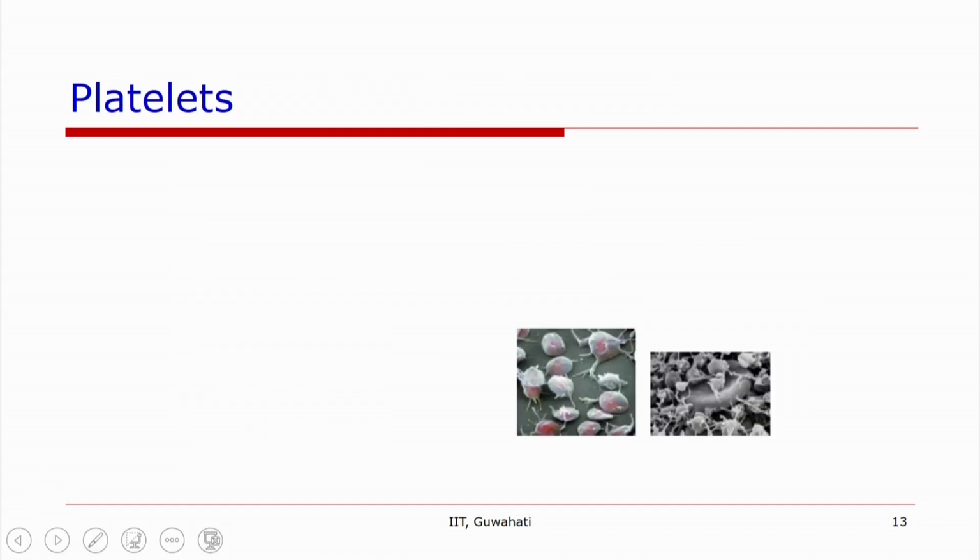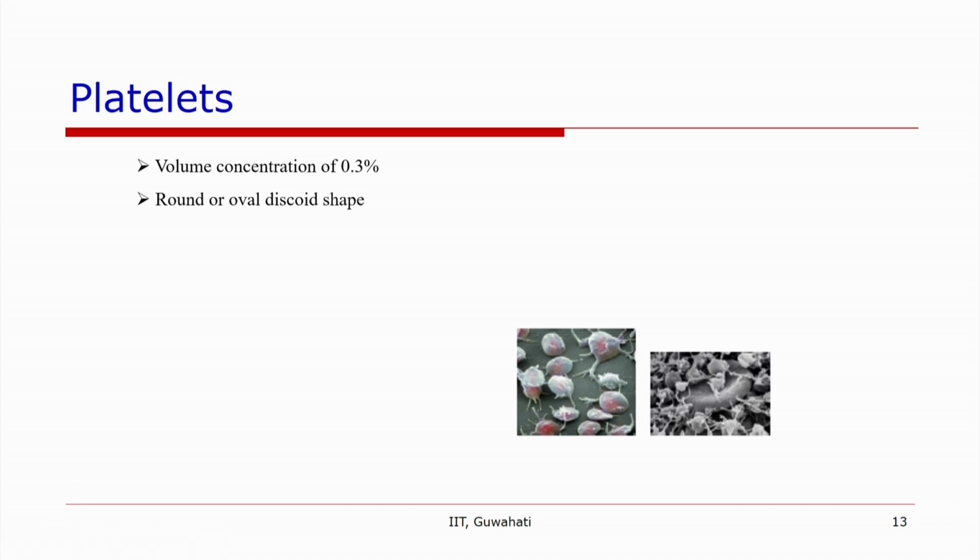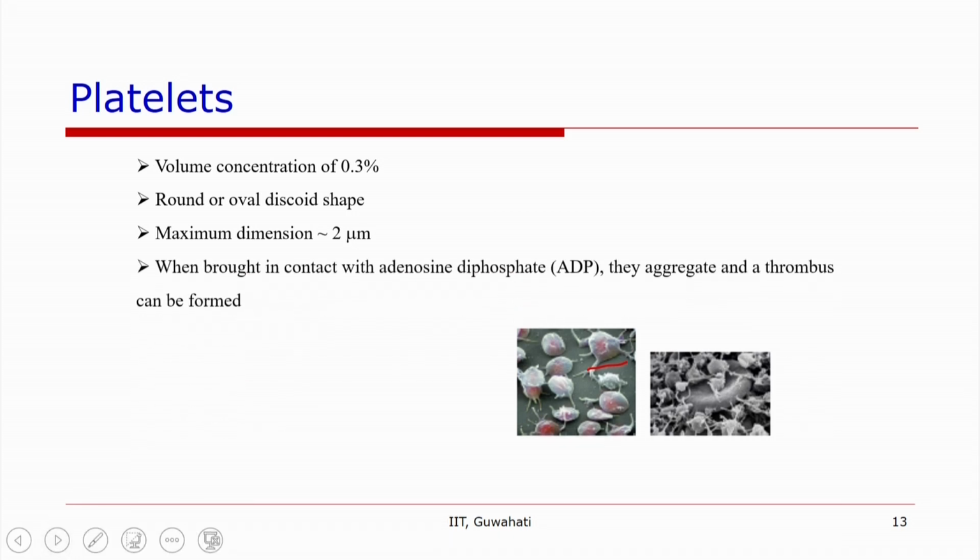The third important particle that is suspended in blood is the platelet. Their volume is about 0.3% of the total blood volume, and they have a round or oval discoid shape, as you can see here. The size of the platelets is about 2 microns, and when they are brought into contact with ADP, they have a tendency to aggregate and form the thrombus. So they have a very important role to play in blood clot formation.